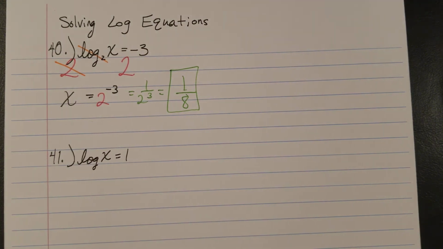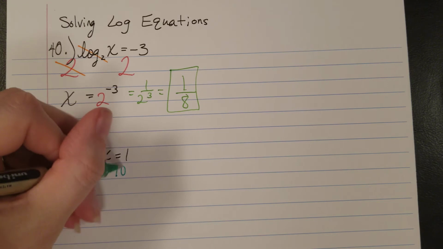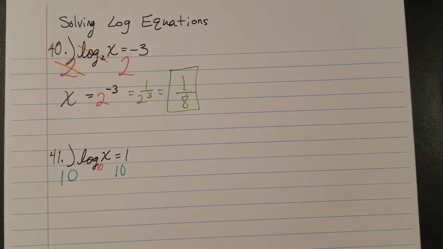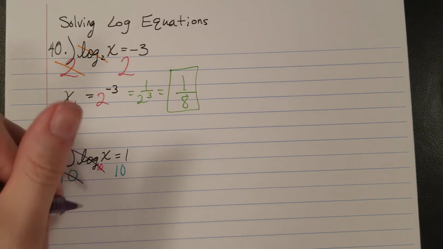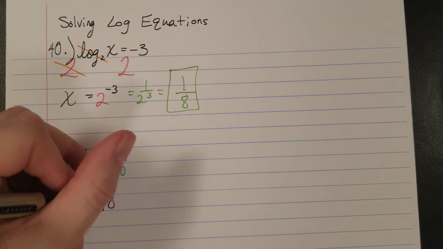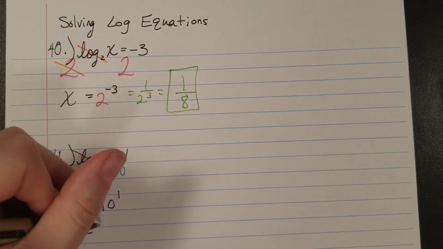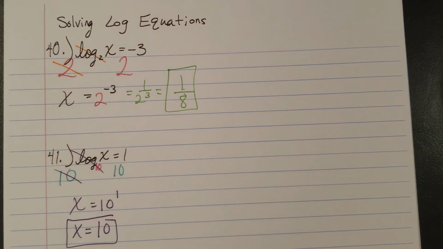So on number 41, the base is understood to be 10. Okay, so then I just put like a big number 10 here and here, and that allows me to cancel out that and that, and it gives me x is equal to 10 to the power of 1, or in other words, just x is equal to 10.